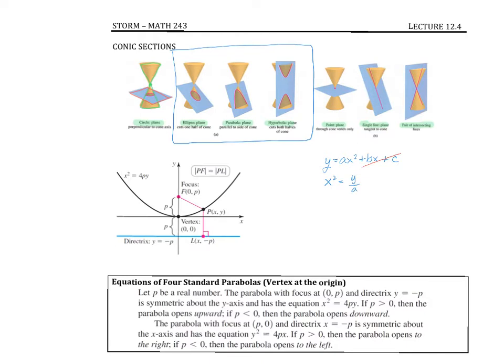The reason we're going to do that is because the y over a, which we're going to write in a different way, is going to give us a lot of information about this parabola that has a vertex at 0, 0. If you look at the diagram, we have a parabola. The vertex is at the point 0, 0.